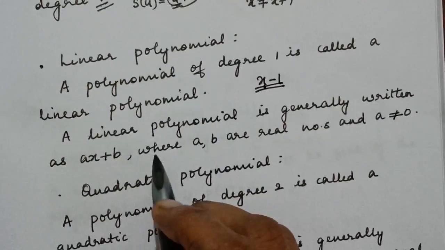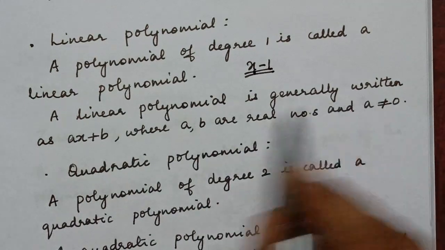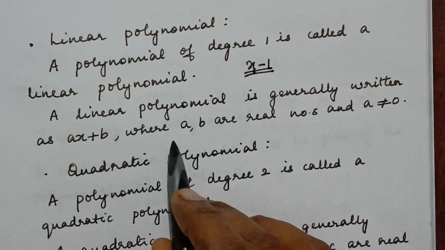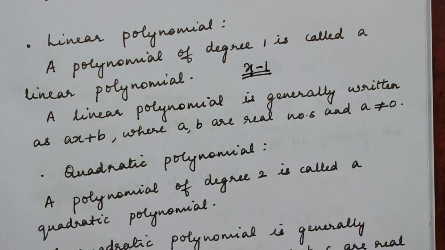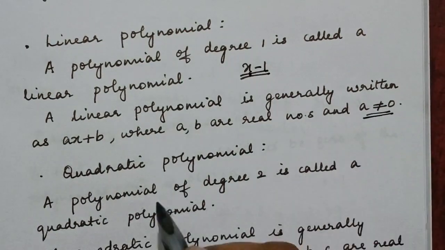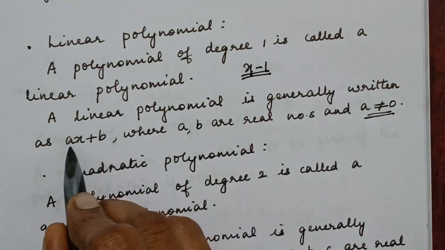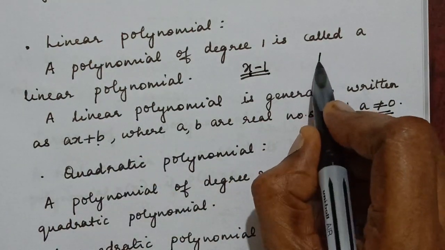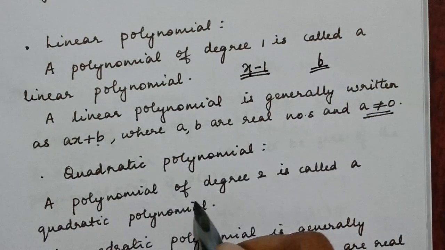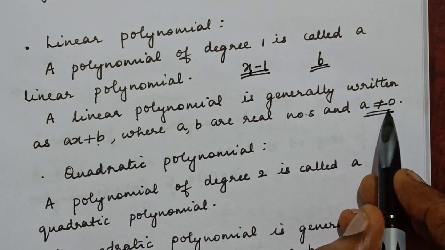In general, a linear polynomial is written as ax plus b, where a, b are real numbers and a not equal to 0. This condition is important, a not equal to 0. Why? Because when a becomes 0, this becomes only b. And b, you know, can be a constant polynomial or a zero polynomial. So the condition a not equal to 0 is very important.